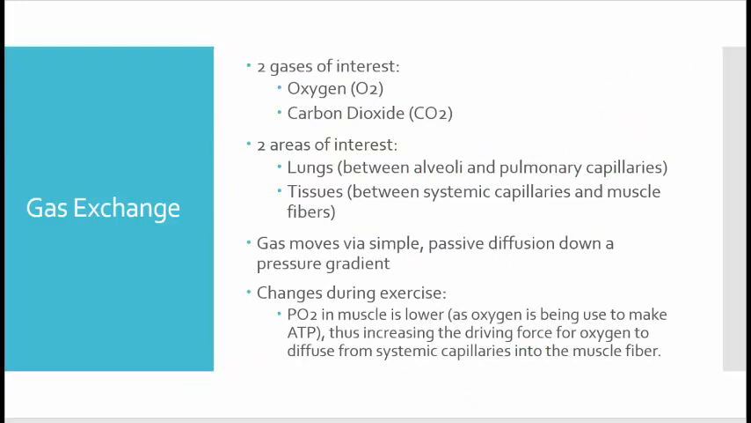So in summary of gas exchange, gases of interest are oxygen and carbon dioxide. They will diffuse between alveoli and pulmonary capillaries in the lungs, and between systemic capillaries and the muscle fibers in the tissues. They move via simple passive diffusion down their pressure gradient, and the change during exercise mainly is a lower PO2 in the muscle fiber as that oxygen is being used to make ATP, and that will increase the driving force, the pressure difference for oxygen to diffuse from the systemic capillaries into the muscle.